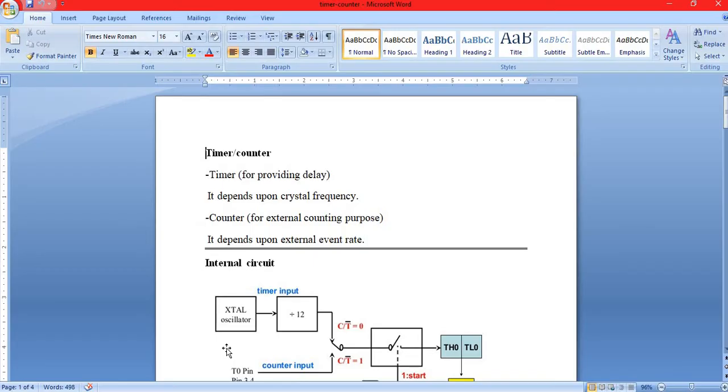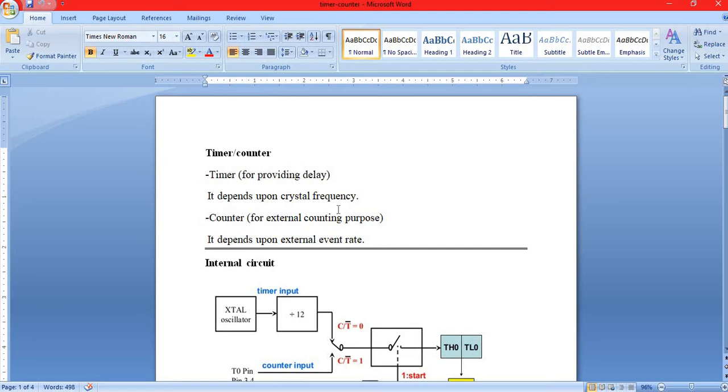In order to generate a square wave, we need to use the timer registers. Now, I will give you some introduction about timers and counters. There are two 16-bit timers present in 8051 which are used for timing and counting purpose. A timer is used for providing delay.